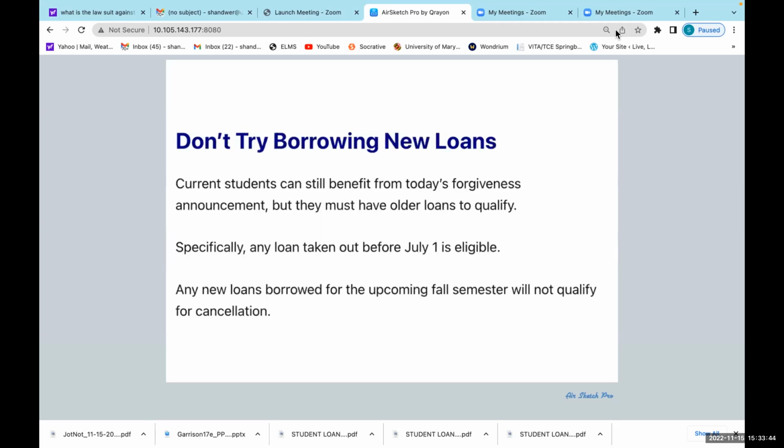All right, so in this particular time, assuming that the restart doesn't happen right away, don't try borrowing new loans at this time. Only the loans before July 1 are eligible for forgiveness. So there's no reason to go out and borrow for no good reason, unless you need to pay tuition. That would be the only reason. And you can't be thinking, oh, I'll just borrow and it'll get forgiven. New loans aren't going to count for that.